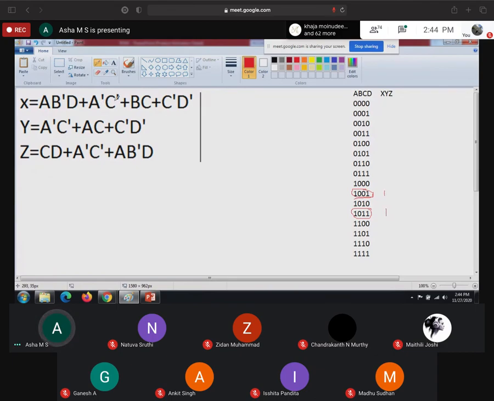Okay. Next, A bar C bar means A is 0, C is 0. Where you get A 0, C 0, two are there here and two are there here. See here: A 0, C 0, irrespective of the value of variables B and D, for these combinations X will be 1.